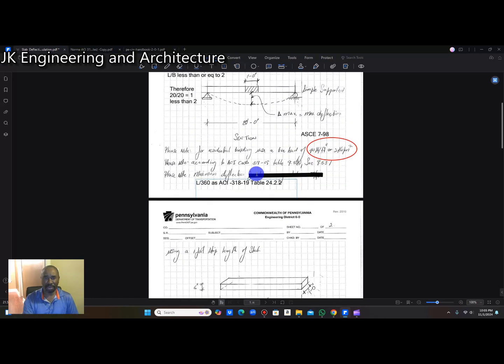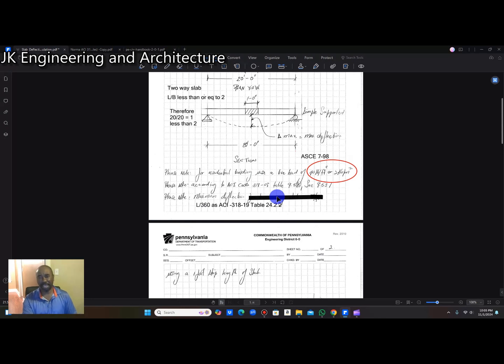So here we have now, so we go to the ACI code. The first thing we determine is the amount of loads we're going to use in this slab. So ASCE 7-98 is where you obtain the values for the live load. So we're going to use a live load of 40 pounds per square feet, coming from the ASCE table. ASCE stands for American Society of Civil Engineers.